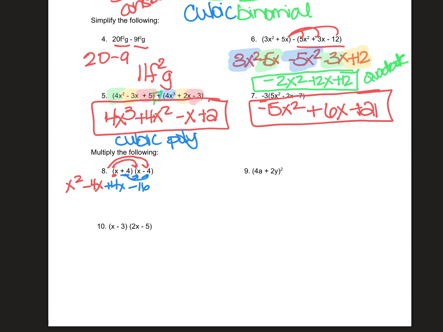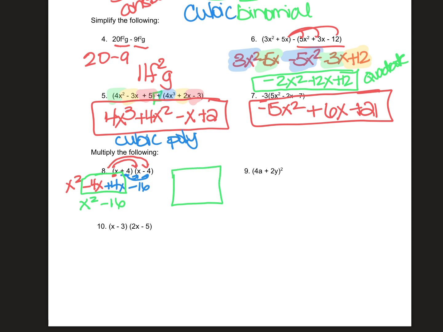So now that I have done my double distribution, I want to combine like terms. Do I have any like terms? Yes, right here. Negative 4x plus 4x, well, they cancel out. And that just leaves me with my x squared minus 16. Okay. If you like box method, still the same.